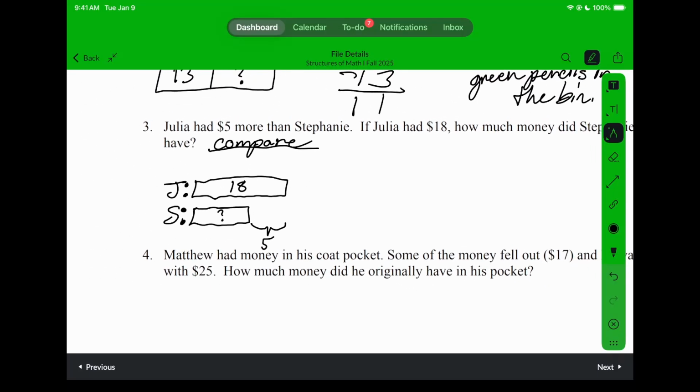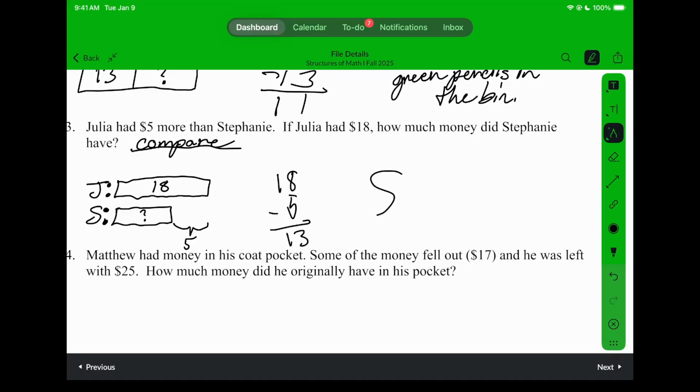Then we can solve. 18 minus 5 is 13. Stephanie had $13.